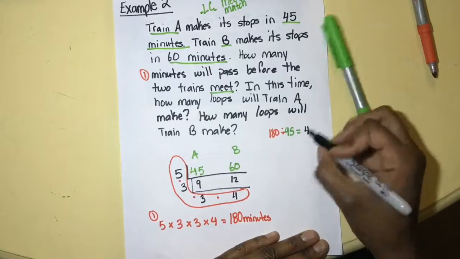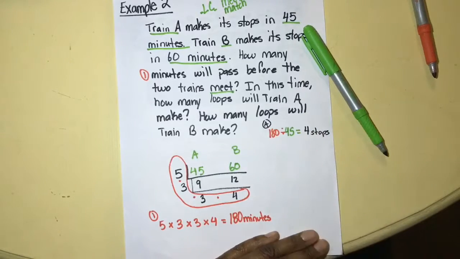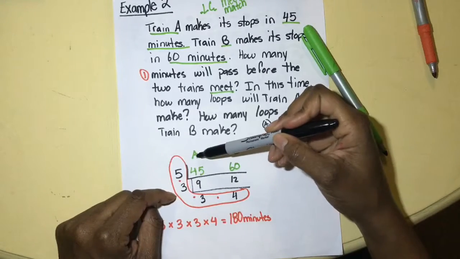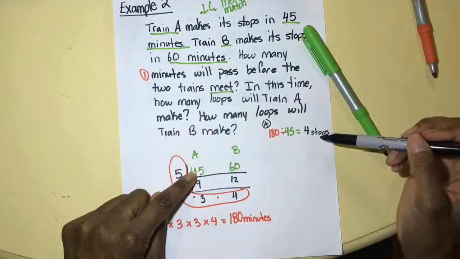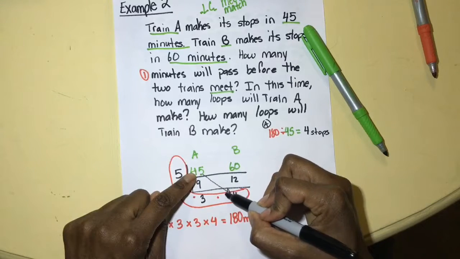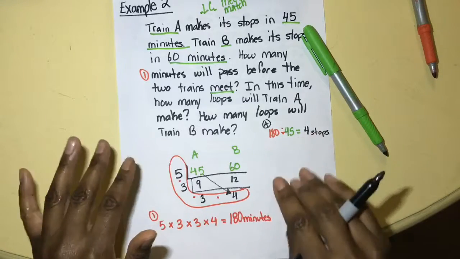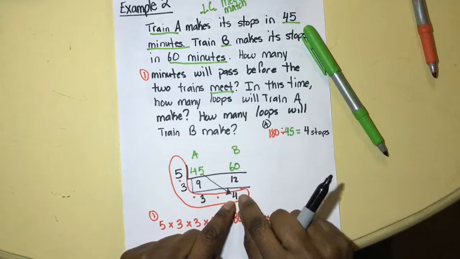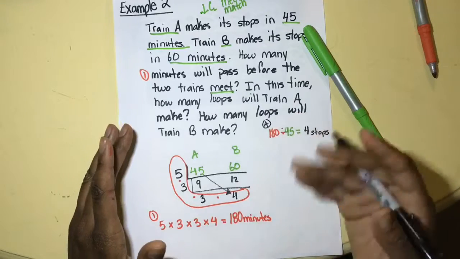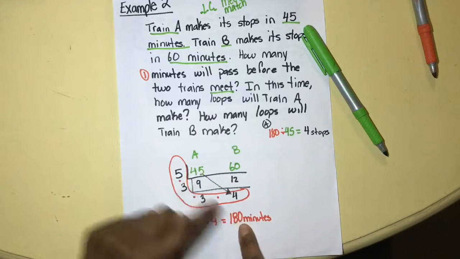So that means train A is going to make 4 stops. I want you to look at something. There's a trick that you can do. Here's train A, here's our 45 minutes, and we just determined that it was going to make 4 stops. Did you notice that there was a 4 right here? Magic. So you can use this ladder to actually tell you how many of your LCMs are going to be in this. Well, in this example, this will tell you how many 45 minutes are in your LCM.